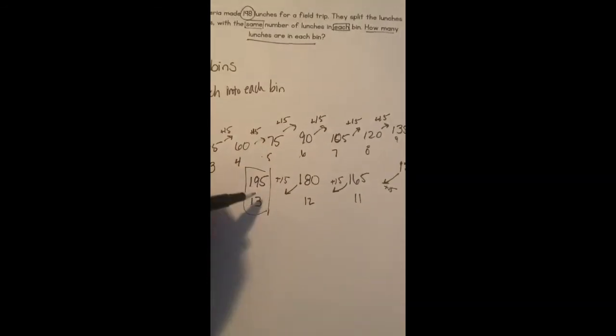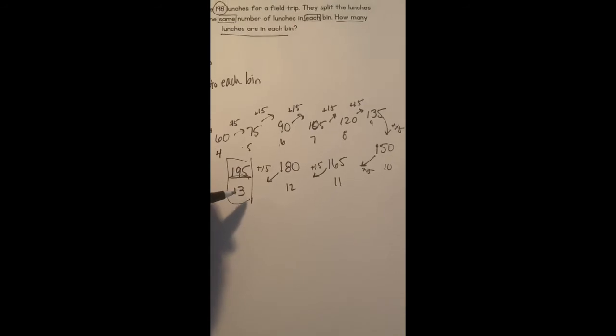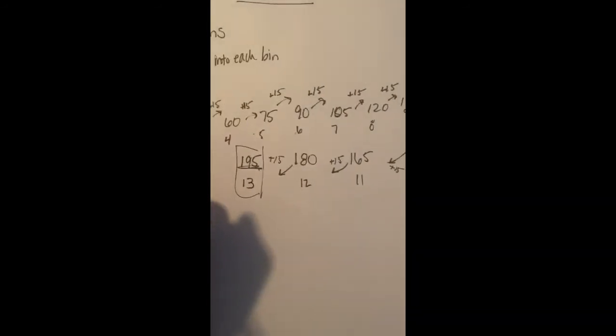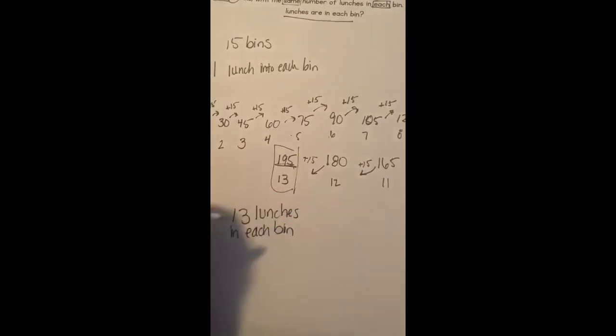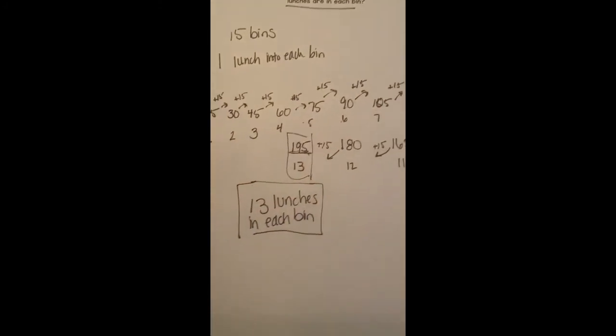So I have to stop here. I cannot go anymore, and I can't just add those last 3 there. So this is as far as I can go. This is how many lunches I were able to put into the bins, and this is how many are in each bin. I have 13 lunches in each bin. And that is your answer, okay?